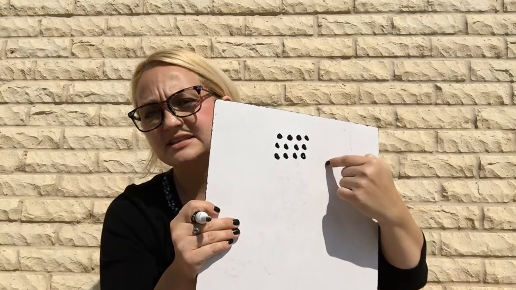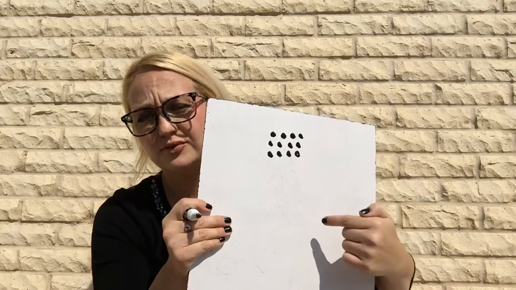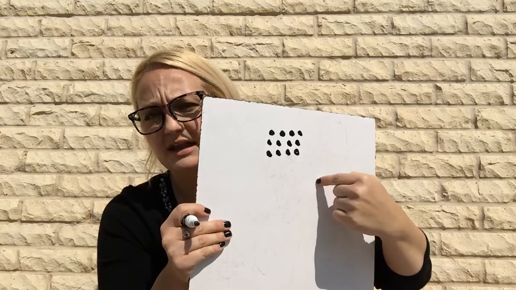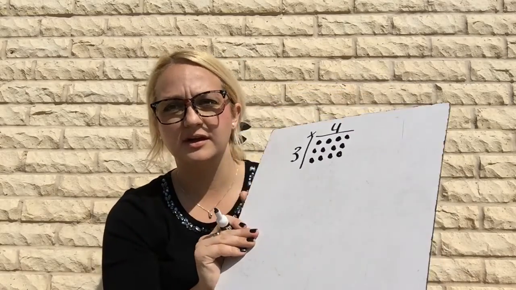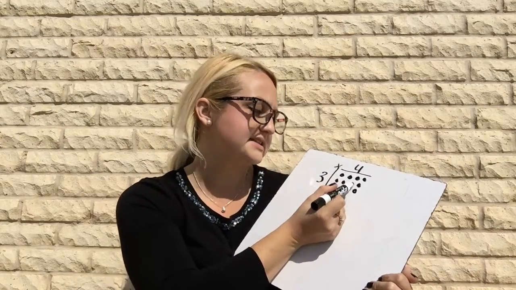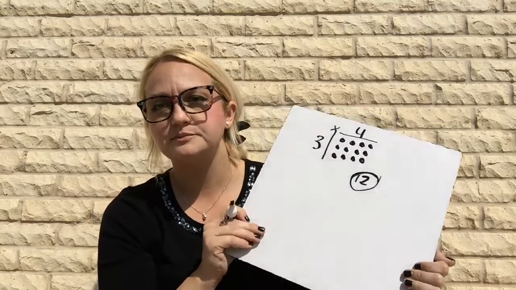So I'm just gonna start out with a very basic array. Let's say I have 4 times 3. What an array is, I'm gonna do 4 dots, and how many rows? 3. So I have 1, 2, 3, 4, and how many times do I have it? 1, 2, 3. So this array is representing 4 times 3. To get your product, you add it all up: 1, 2, 3, 4, 5, 6, 7, 8, 9, 10, 11, 12. So your total for 4 times 3 is 12.